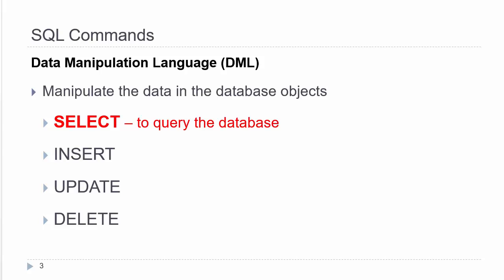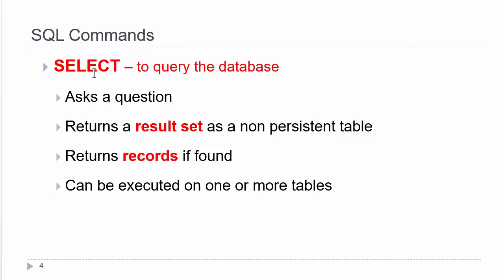When I talk about querying, I mean to ask a question of the database. This is the most commonly used SQL command there is. So the select statement queries the database. Essentially, it asks a question and it will return a result set as a non-persistent table. A result set is a group of records, if they are found. It is possible that there may not be any records based on our select statement. A select statement can be executed on one table or on more than one table.